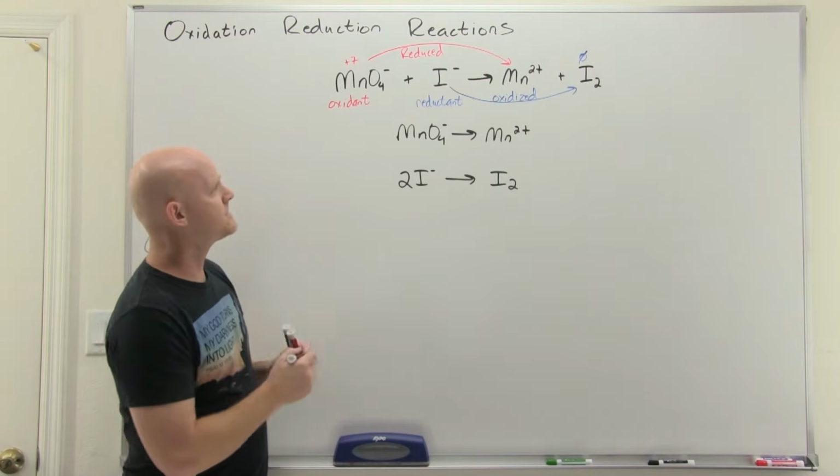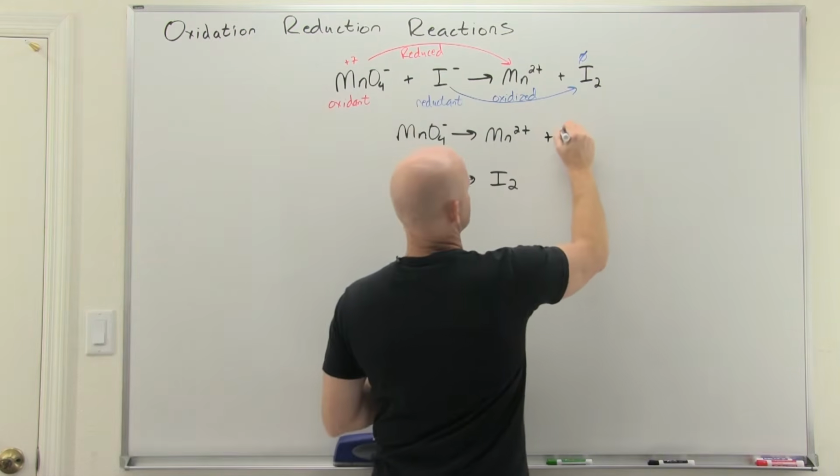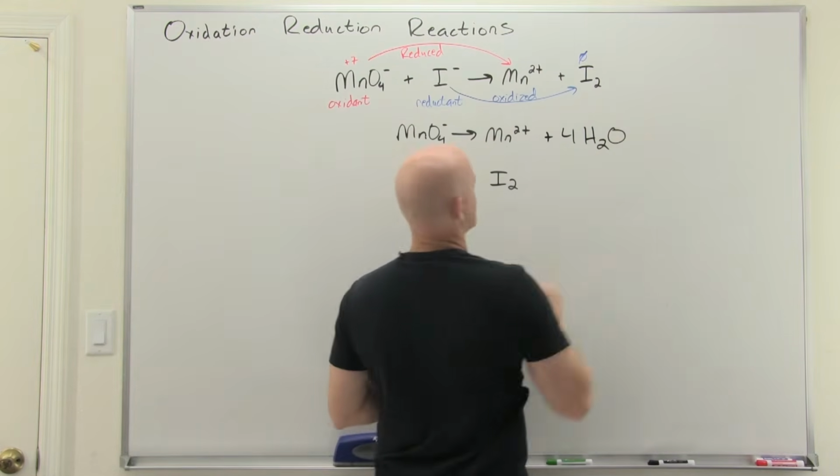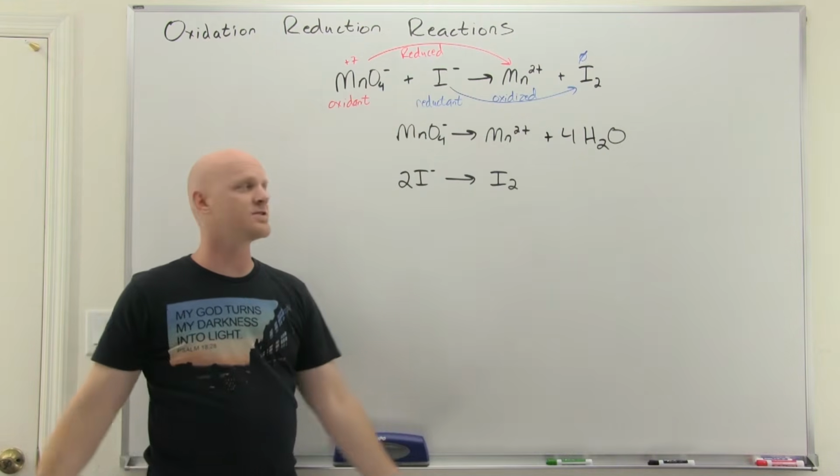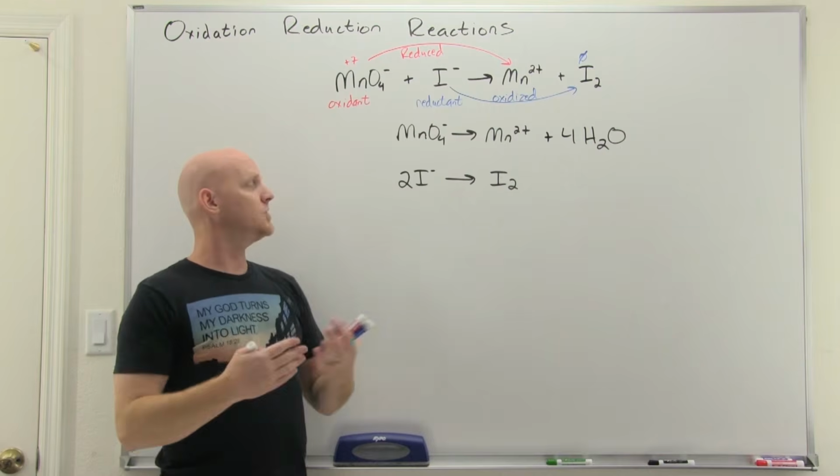Oxygens first. And for the first one, I'll need 4 waters on the product side to balance out the oxygens that were over here. And in the second one, there's no need for oxygens at all. There's no oxygens in the entire half reaction. So no waters to add.